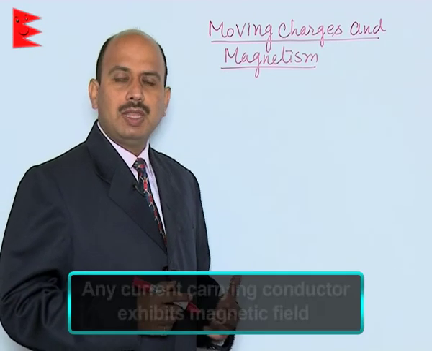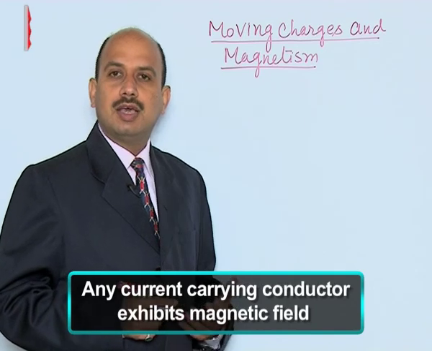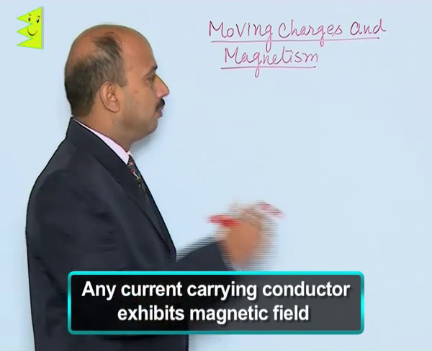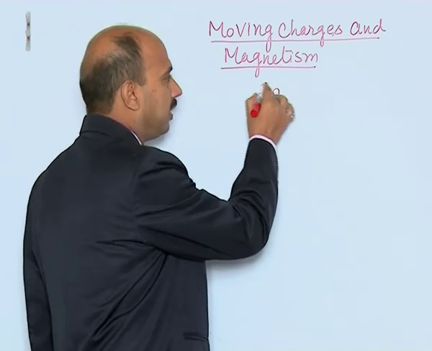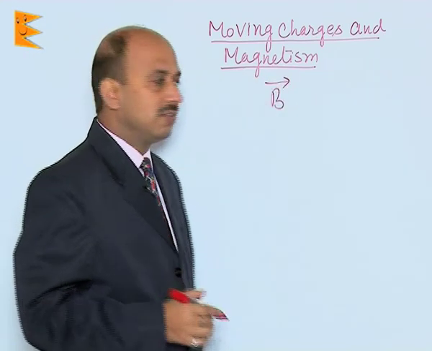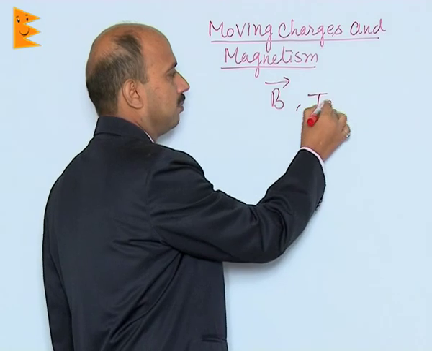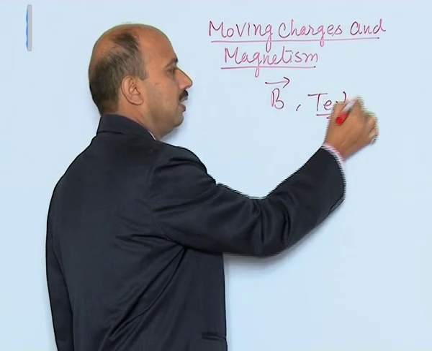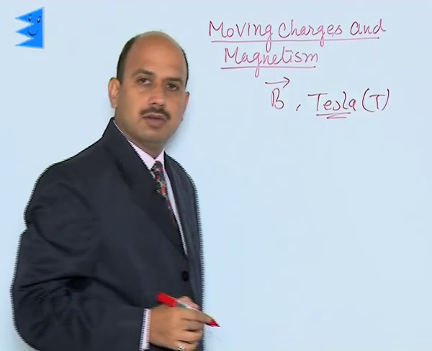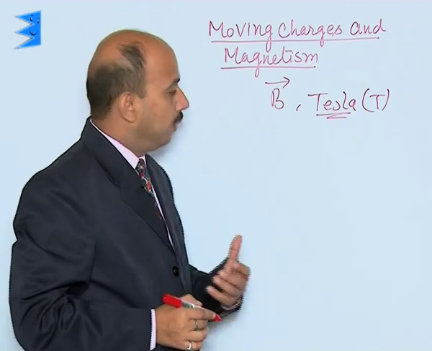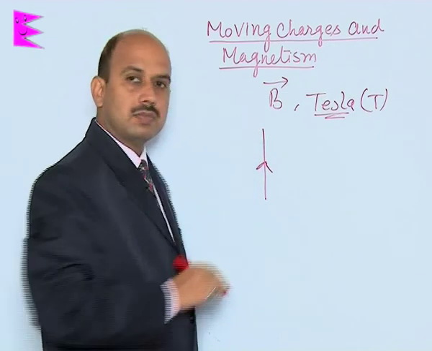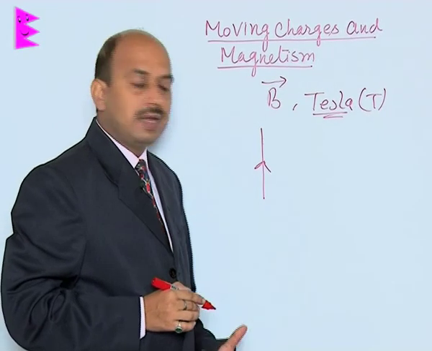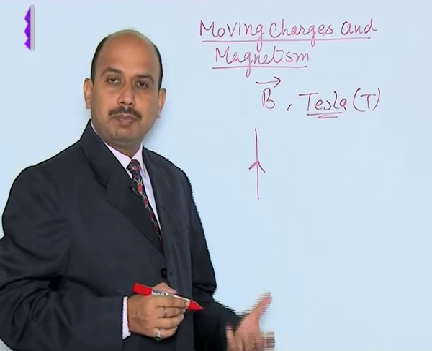Now see here, whenever there is a current carrying conductor, it has a magnetic field around it. The magnetic field is represented by this capital B, and it is a vector quantity, and its SI unit is Tesla, which is represented by capital T here. So, see here, when a current carrying conductor is like this, it means current is coming out of the plane of the paper.